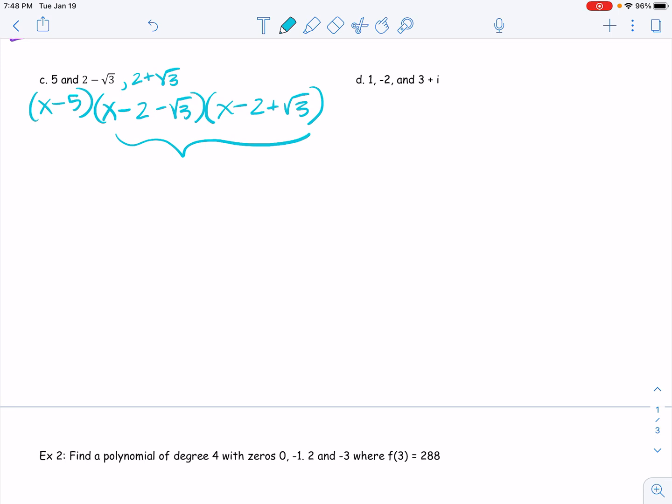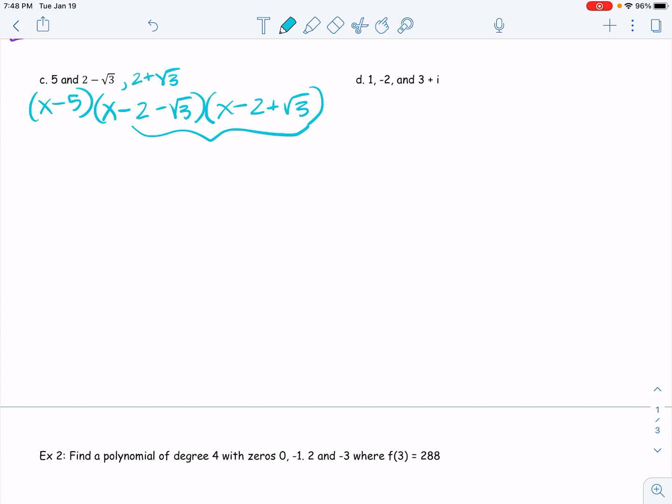And actually, I'll show you something. So we don't have to multiply a 2 minus root 3 times x and a 2 plus root 3 times x and a 2 minus root 3 times 2 plus root 3. It gets a little confusing. So let me show you a shortcut here. Still working with these two.